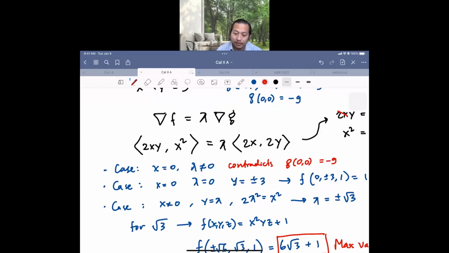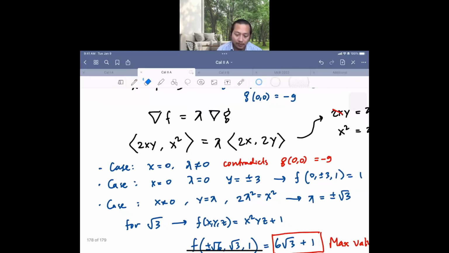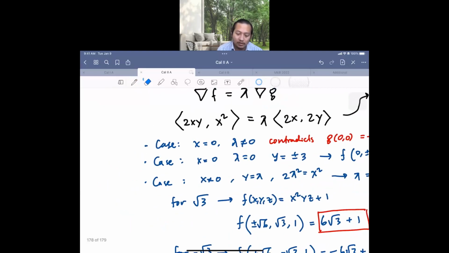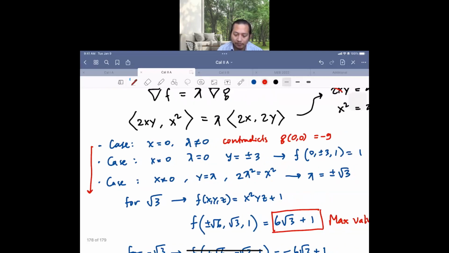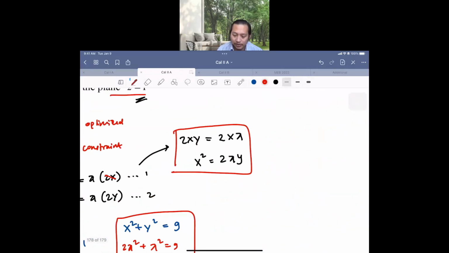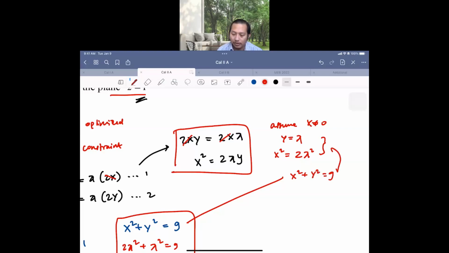Okay? Because if we just skip all this case and directly write, okay, I will just assume that x is not 0, then we can solve this, right? We can solve this, and we see that y is lambda, and then through this y is lambda, we can have these two equations that we can solve through our constraint. Okay? The constraint is x squared plus y squared equals 9. We can solve this.